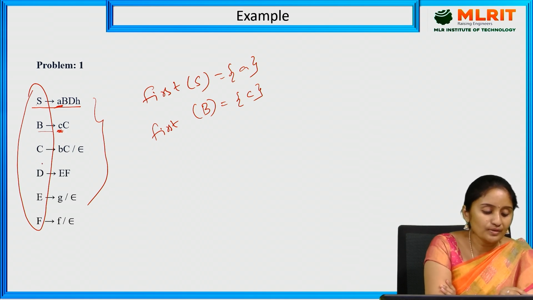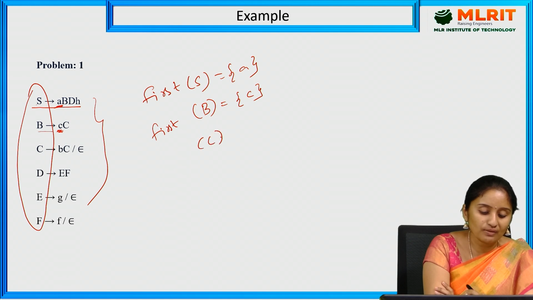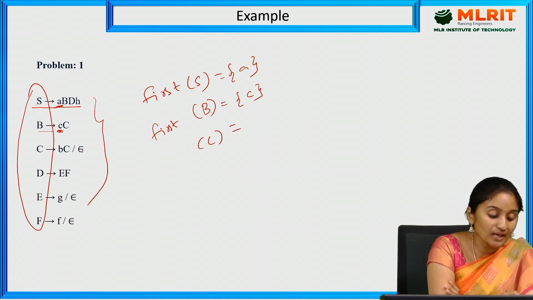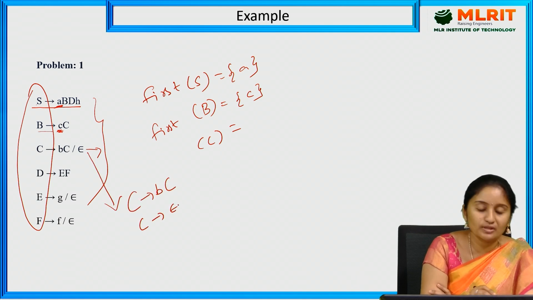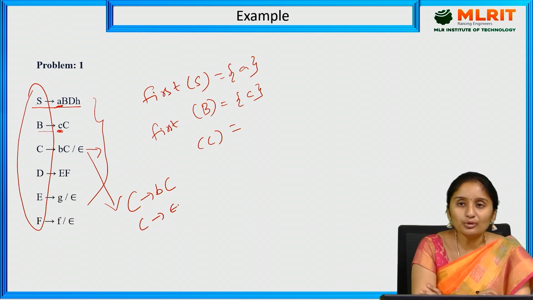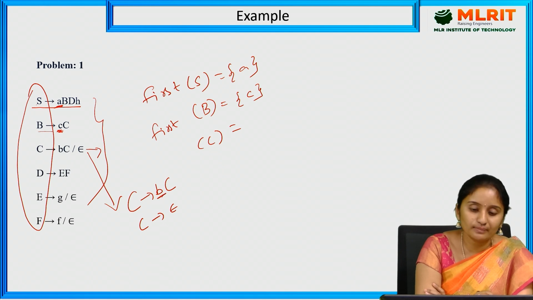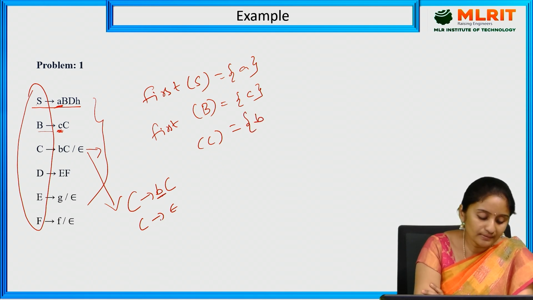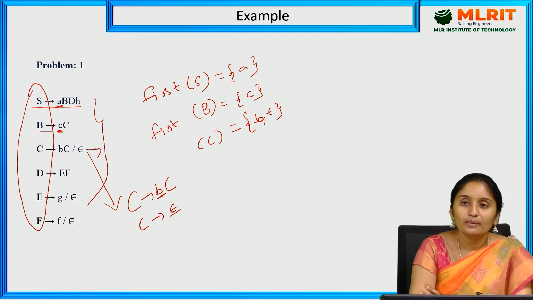Next, what is First of C? First of S is A, First of B is C, then First of C. For C there are two productions. How can I write these two productions? C produces B C, and C produces epsilon. So what will be First of C? In the first one I have a terminal B, so I can write B. And the other one is epsilon, which is also a terminal. So First of C is B comma epsilon.